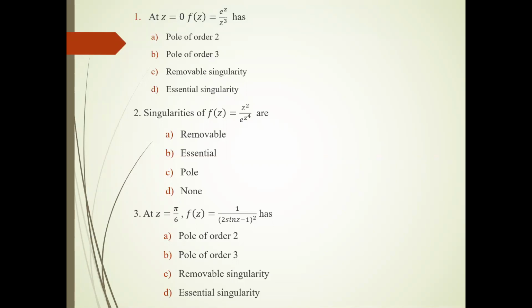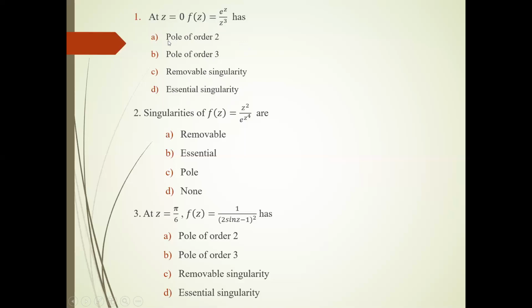Okay. In this lecture, we will solve some examples which are asked in CSIR NET. Okay, let's start. Example 1. At z is equal to 0, f(z) is equal to e raised to z upon z cube has, there are 4 options. First option is a pole of order 2, pole of order 3, removable singularity, essential singularity. Okay, these are the 4 options.